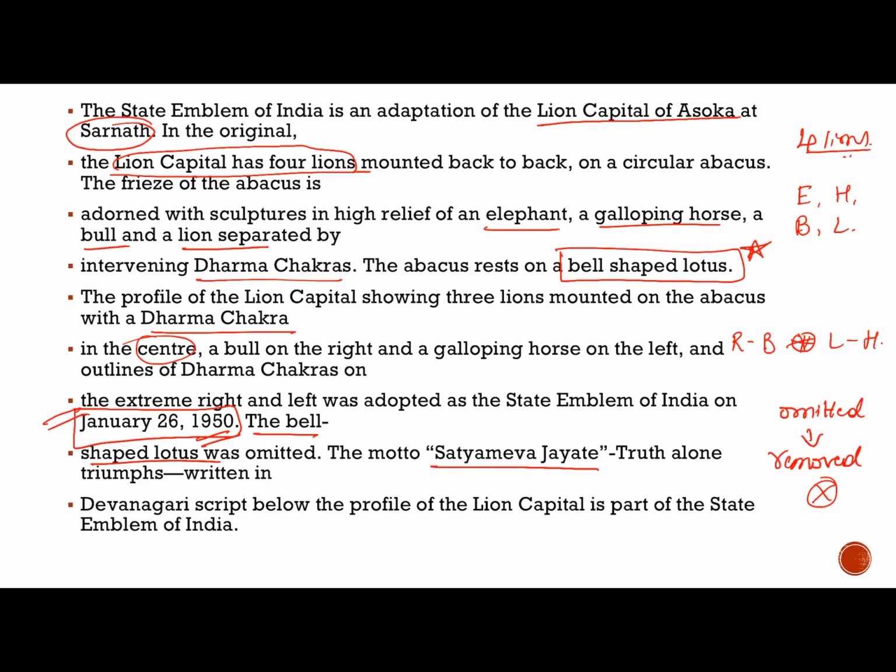Satyameva Jayate, which means truth alone triumphs, is written in Devanagari script. The script is very important, and the Devanagari script adopted in our national emblem is taken from the Mundaka Upanishad. Here, the Devanagari script as well as the Mundaka Upanishad are very important. Okay.